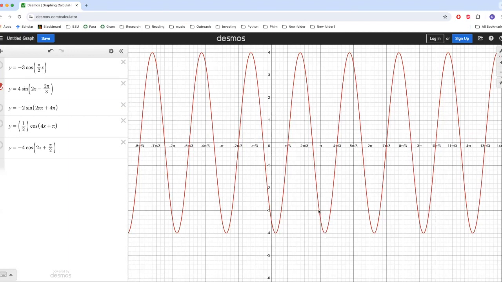Each cycle is of length pi. So if you start at pi over 3, it will take a length of pi to get to 4 pi over 3 to complete one cycle. And the phase shift is pi over 3. That means that the function is shifted to the right by pi over 3 units. So a new cycle will start at pi over 3, take a pi period to complete one cycle. Now you start a new cycle at 4 pi over 3, and so on and so forth.